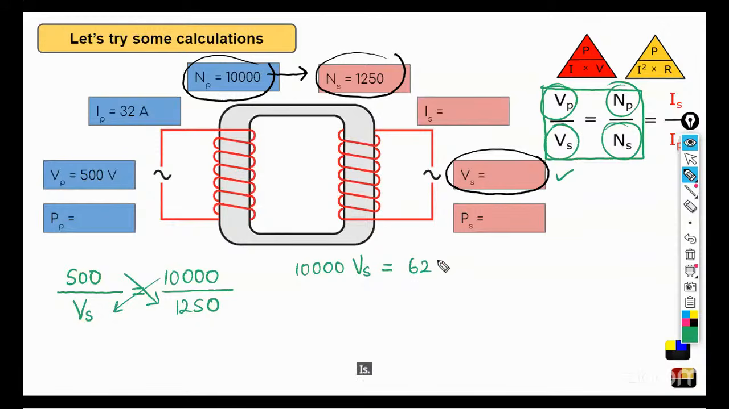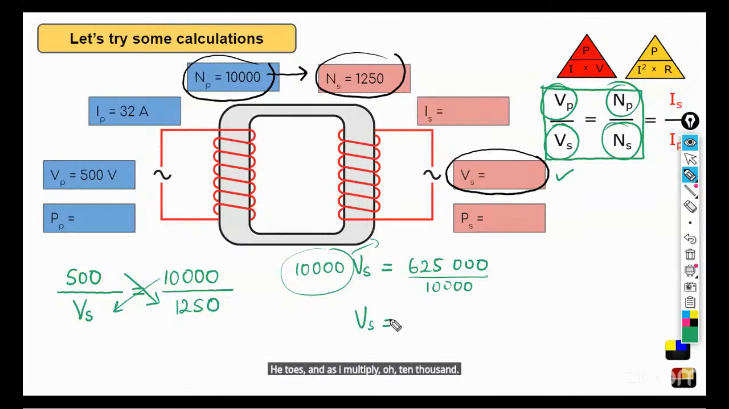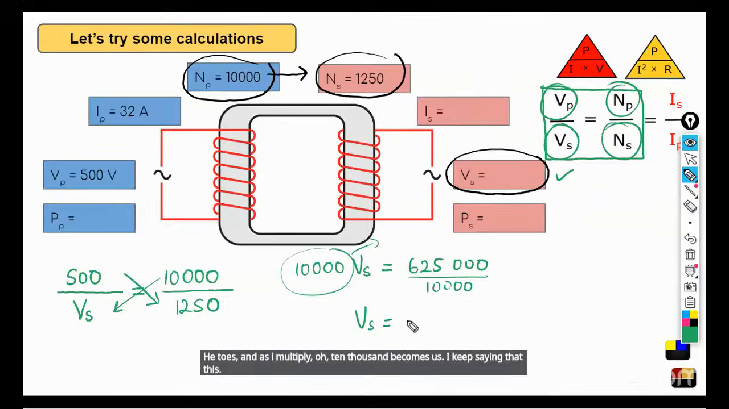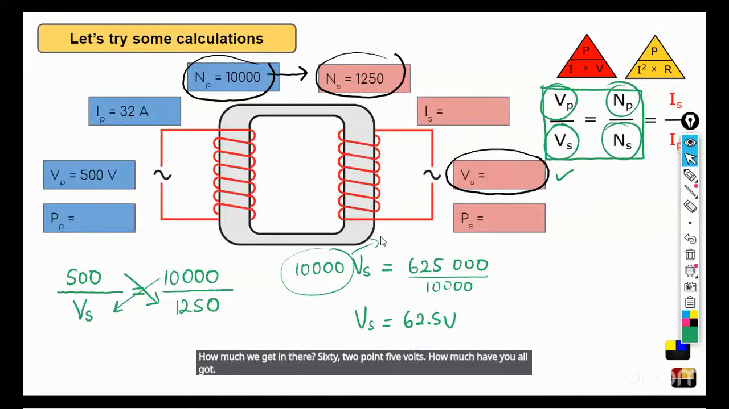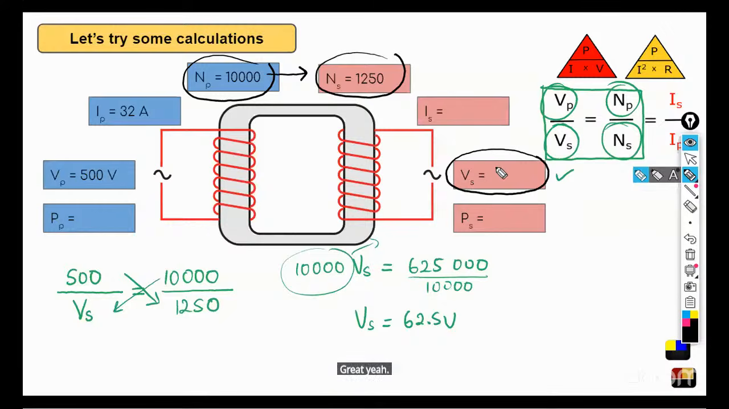That is 625,000, divided by 10,000. How much do we get in there? 62.5 volts. How many of you got that? 62.5 volts. Raise your hands. 62.5 volts. All right.